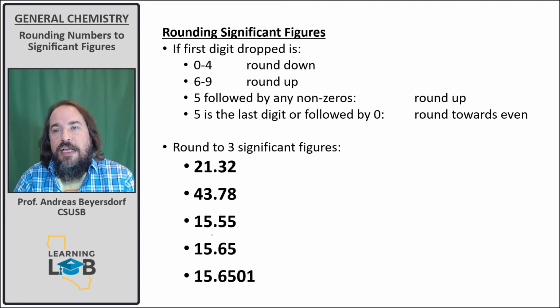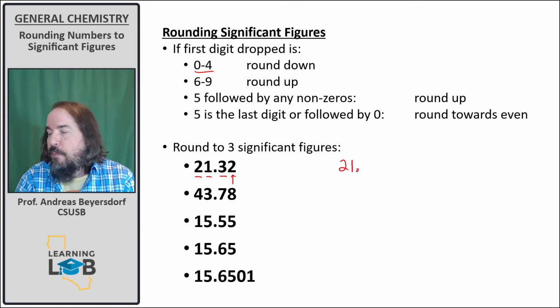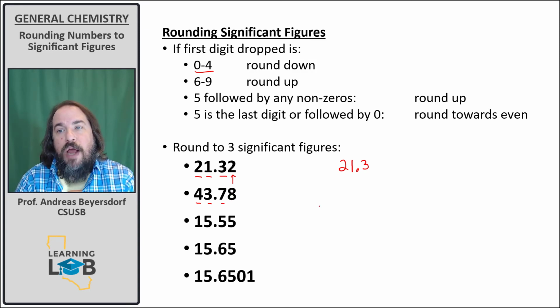So let's say we have these 5 numbers and we round them to 3 significant figures. So 21.32, we're keeping this, and this one. We look at this 2, it is below 5, so that means this becomes 21.3. 43.78, we're keeping the 4, the 3, the 7. This 8 is above 5, so we round up, so this becomes 43.8.